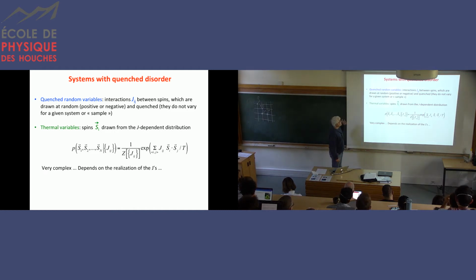Let me now, after this introduction, go to the more precise definition of what we are looking at. In all the problems I will consider, there will be 2 types of variables. The first are the variables which I will call quenched random variables. In the examples I showed, they were the interaction between the spins.